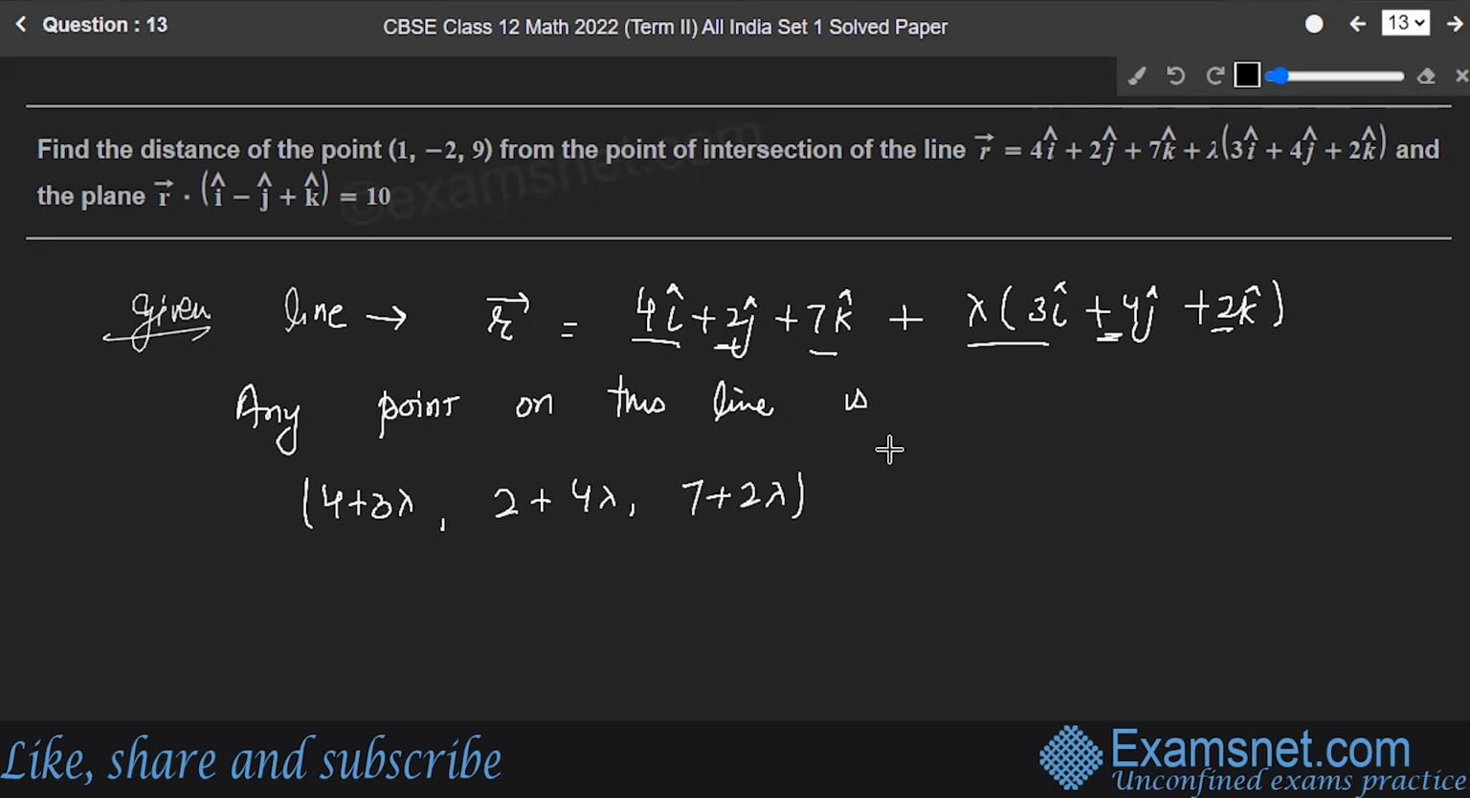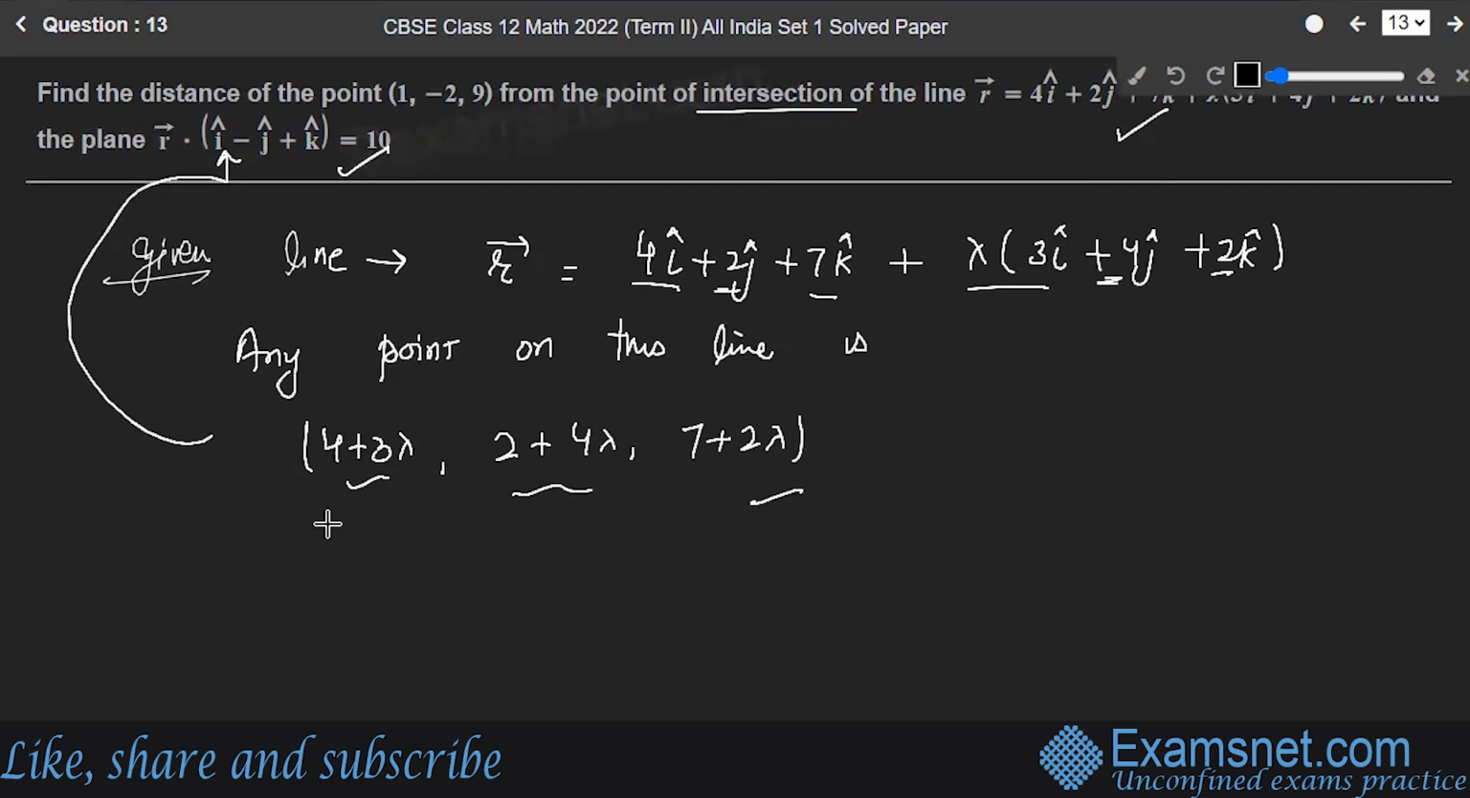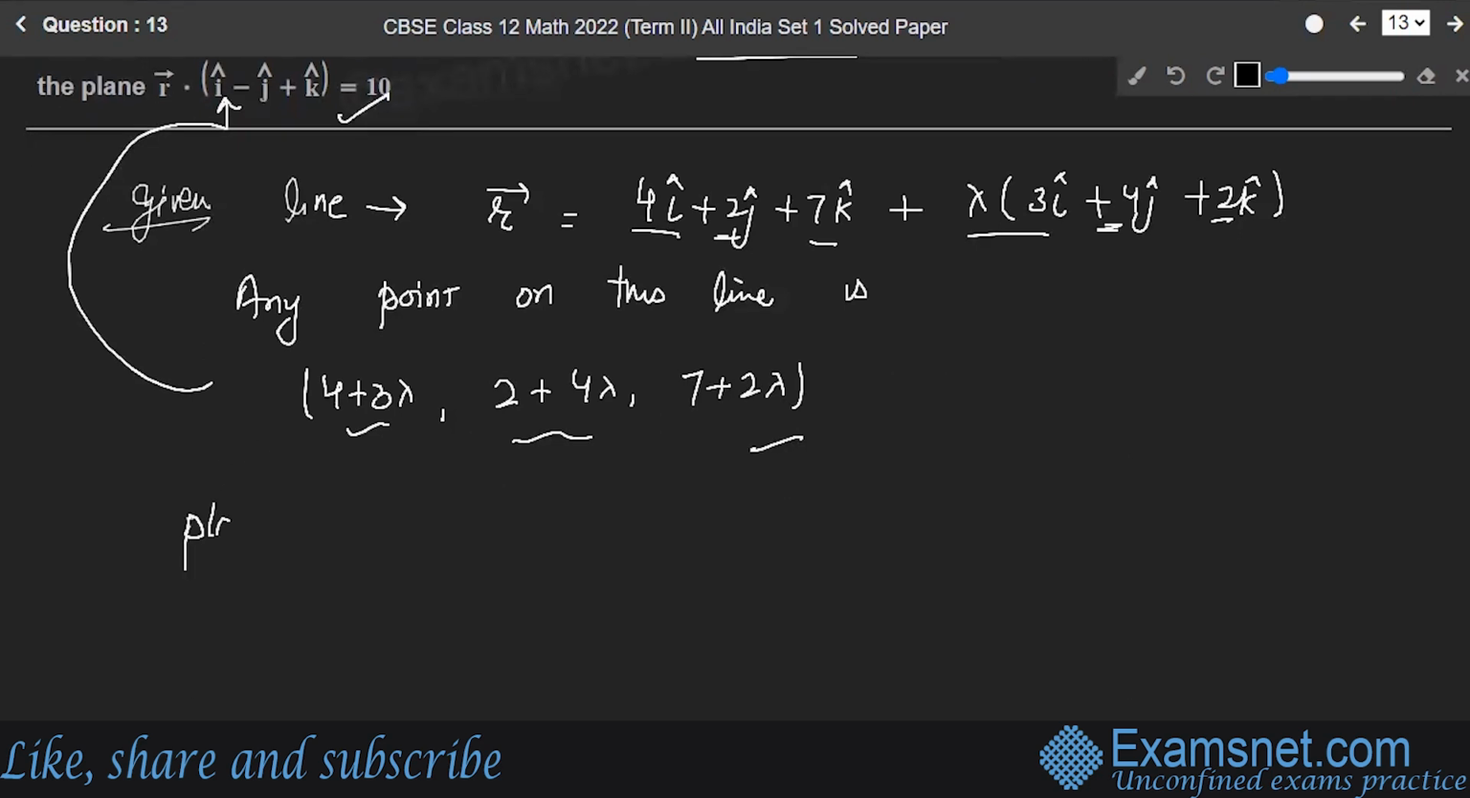Any point on this given line is given by this. Now, for finding the point of intersection of this line and this plane, this point will match with this plane. Let's write the equation of the plane first. The plane is given by r dot (i - j + k) is equal to 10.